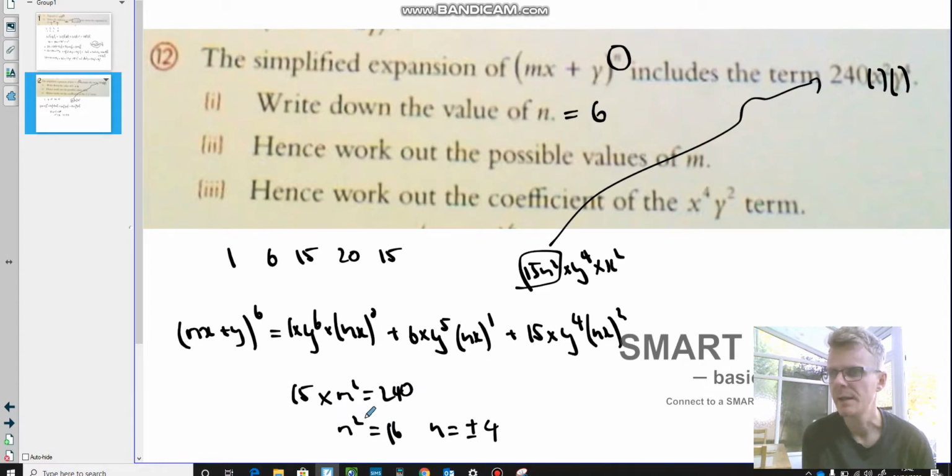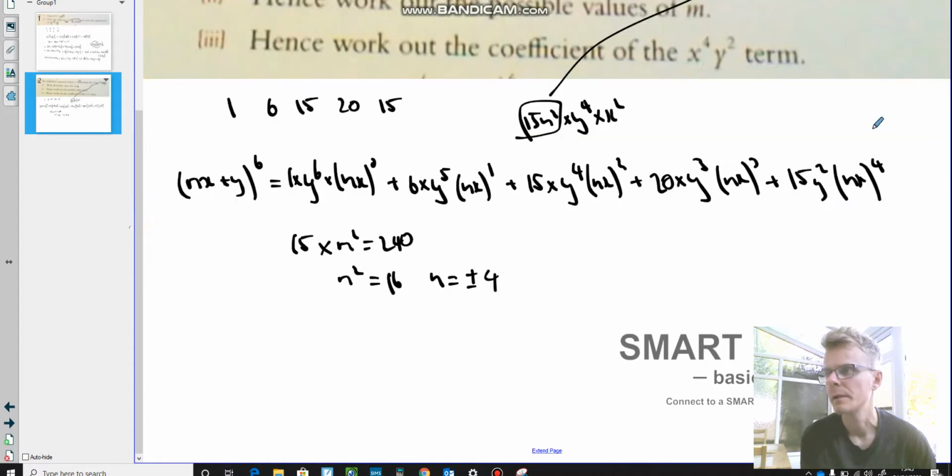Okay, so I've made that statement, 15 times m squared equals 240, so m squared therefore equals 16 if you divide by 15. And if you square root a number you get a positive and negative version, so m is plus or minus 4. Hence, work out the coefficient of the x to the power of 4 and y squared term. I've continued my expansion on, although you might jump to the conclusion that you can find a certain symmetry in this, because you've got the 2 and the 4 and you had the 4 and the 2 before, you'll get the same 15 as the coefficient.